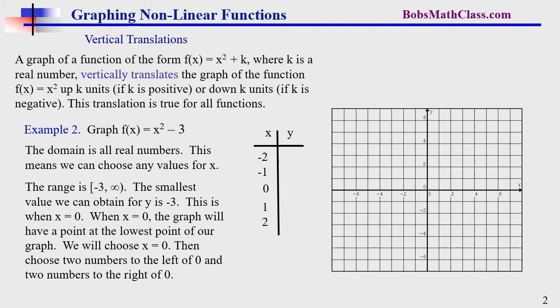All right, so let's plug in those numbers. If you plug in 0, 0 squared is 0, and then 0 minus 3 will be -3. If you plug in -2, -2 squared is 4, and then 4 minus 3 is 1. If you plug in -1, -1 squared is 1, 1 minus 3 is -2. And same thing with the next two. Plug in 1, 1 squared is 1, 1 minus 3 is -2. And 2, 2 squared is 4, 4 minus 3 is 1.